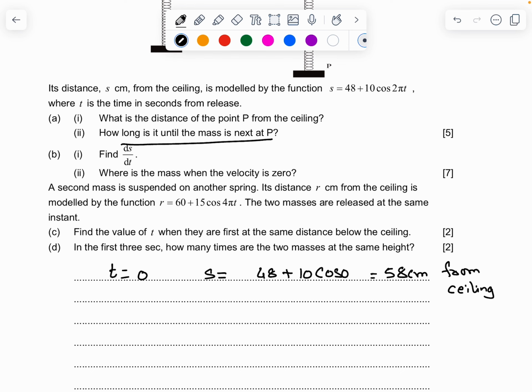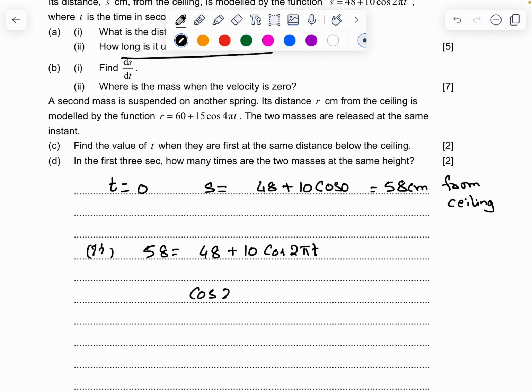Part 2. How long is it until the mass is next at P? So again, it should come back to 58. When is that? 48 plus 10 cos 2 pi t should be equal to 58. This gives me cos 2 pi t should be equal to 1. So we know that cos 2 pi equals 1. Therefore, t should be equal to 1. So 1 second.